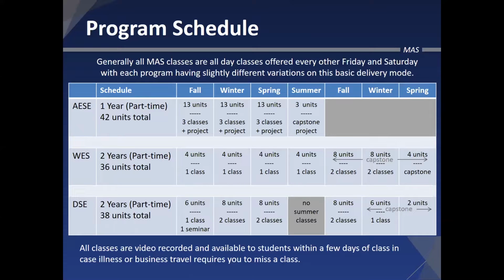It is 4 quarters. UCSD is on a quarter system, not a semester system. So the ASE program is fall, winter, and spring, and then the final capstone project is in the summer. The wireless embedded system program is a 2-year program. In the first year, classes are only on Saturday, including the summer. The second year, classes are on Friday and Saturday. The DSE program is part-time, 2 years. Classes are on Friday and Saturday, first year and second year, with no summer class.